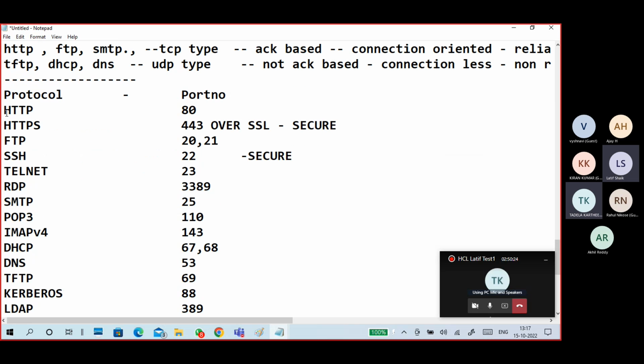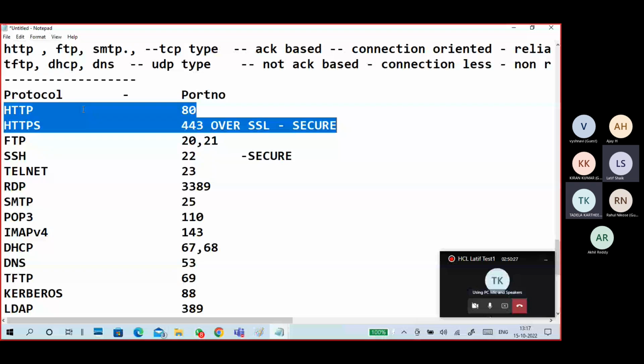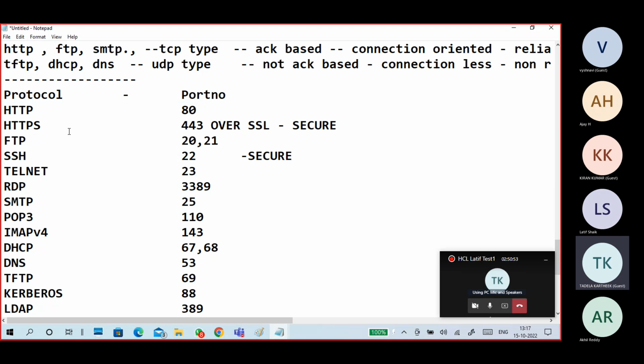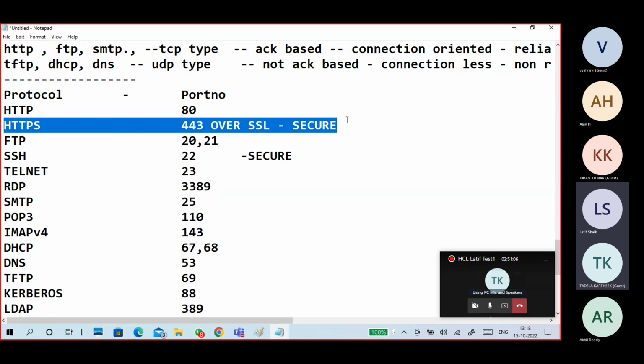Okay, that's the question. What is FTP, and explain HTTP? HTTP, Hypertext Transfer Protocol. HTTPS is the same HTTP over SSL, or it is secure. S means secure, over SSL. Both protocols are used to access web pages from a web server. But HTTP is not encrypted, so data is open. HTTPS protocol encrypts the data.